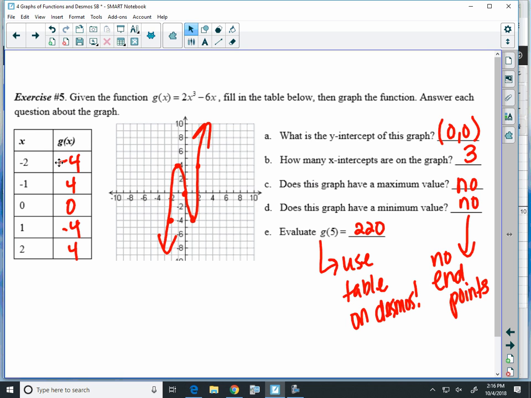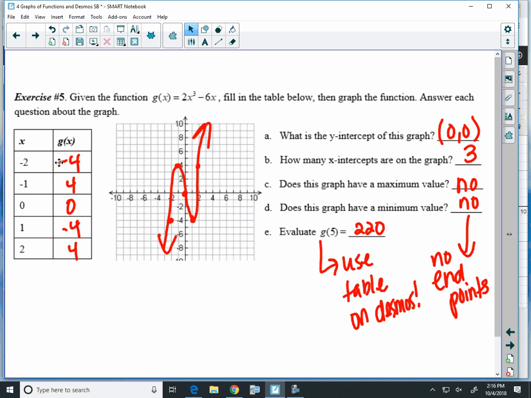And check yourself up here once you have those done. Okay, the last three, C, D, and E, use Desmos to help you with those. Any questions? All right, real quick, I'm just going to run through the questions.